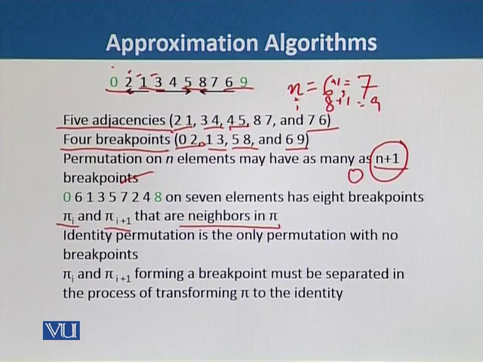So in fact, the identity permutation is the only permutation with no breakpoints. It means that in the identity permutation, all the elements will be in ordered form. Therefore, the non-consecutive elements pi I and pi I plus 1 forming a breakpoint must be separated in the process of transforming pi to the identity permutation. And we can view sorting by reversal as a process of eliminating the breakpoints.